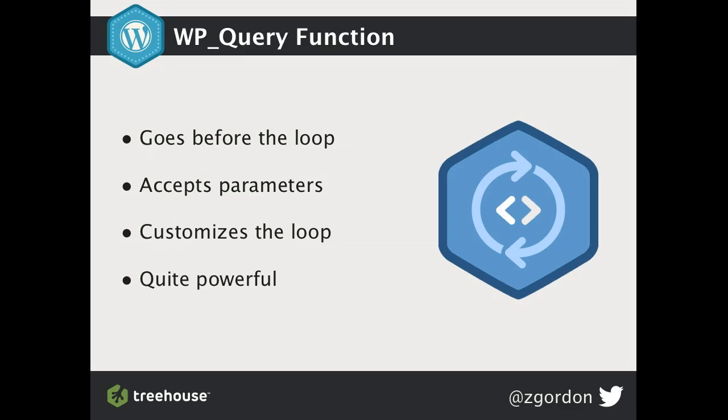However, there are times when this basic loop isn't quite enough, and what we need to do is customize the loop to give us more specifically tailored content or information. This is where WP Query comes in handy. The WP Query function goes right before our loop. It accepts a whole range of different parameters, and these parameters work together to customize the loop. It's quite powerful, and it can do anything from finding certain authors' posts, to finding posts with certain categories, to posts with certain words inside of them, and a whole range of things that we're going to look at now.